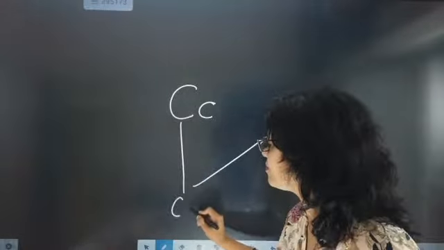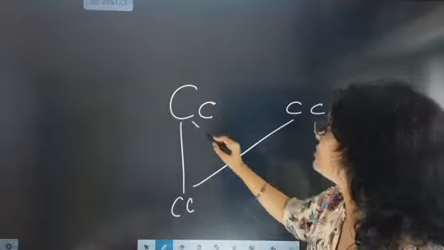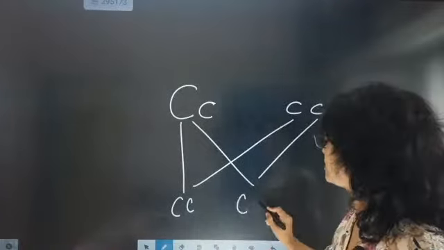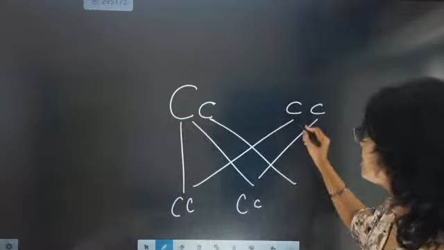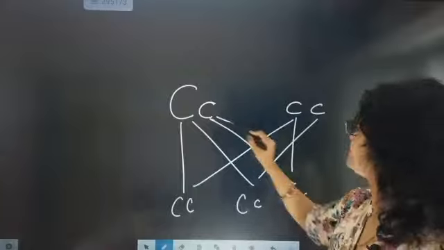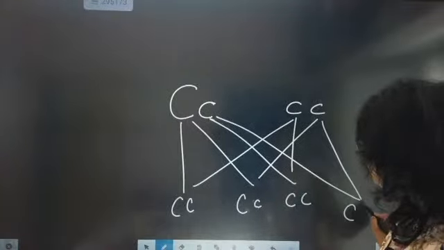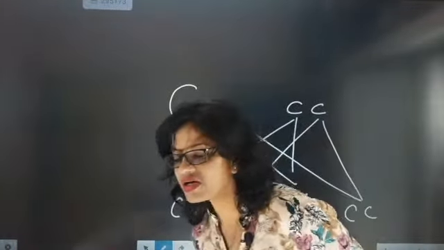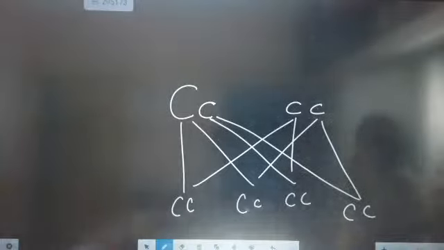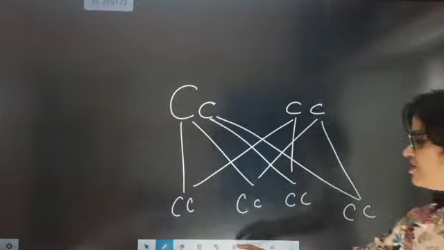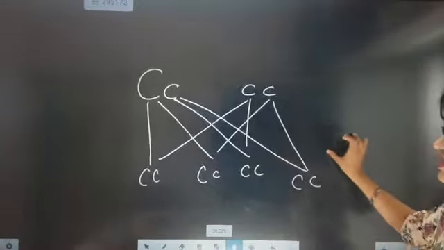This will be exactly coming as CEC. This will be again coming as CC. Now this will be coming as... chances of having curly hair and chances of having straight hair. What are the chances in percentage of having curly hair and straight hair?